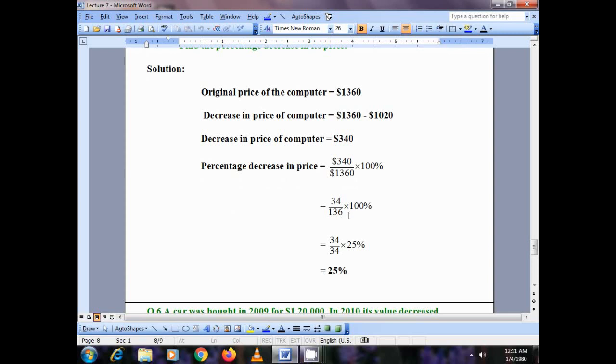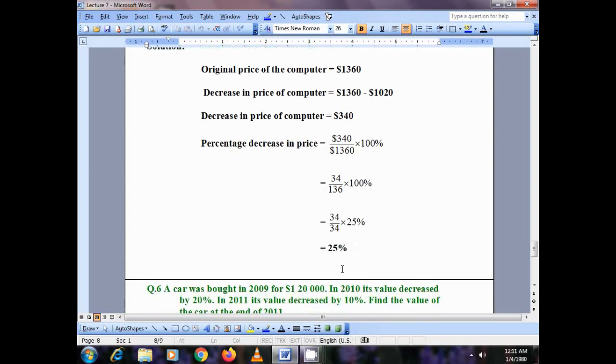Again, we know that 100 and 136 both are multiples of 4. If you divide 100 by 4, the quotient will be 25. Same as if you divide 136 by 4, the quotient will be 34. Now 34 cancels 34. Finally, we have left 25%, which is the decrease in the price of the computer.